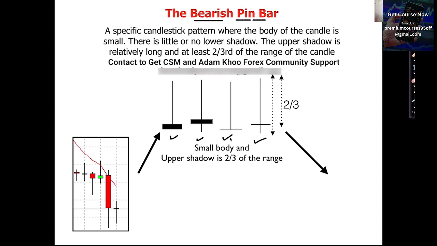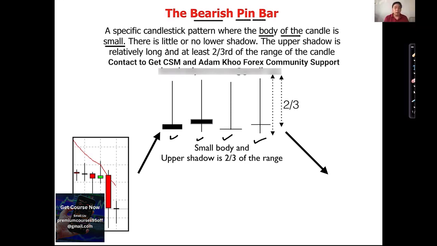Again, what do they have in common? They all have a small candle body. There's little or no lower shadow, but they've got a long upper shadow that is at least 2/3 the range of the candle. So long shadow, long tail, and small or no lower tail, right? Again, the color of the body doesn't matter, can be red or green. Just long upper tail, small lower tail, small body. That's a bearish pin bar.